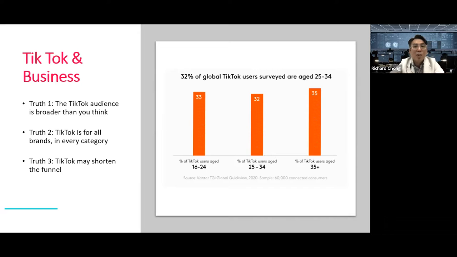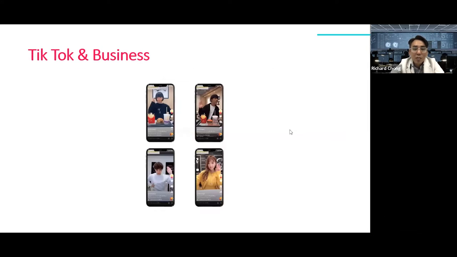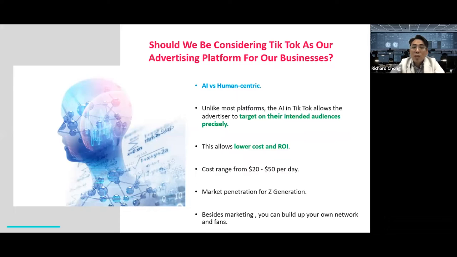So it's very hard to say. Okay, so some of the TikTok business model. Okay, we don't explain it here too much. So you can see. Okay. So should we consider TikTok as our advertising platform for our business?